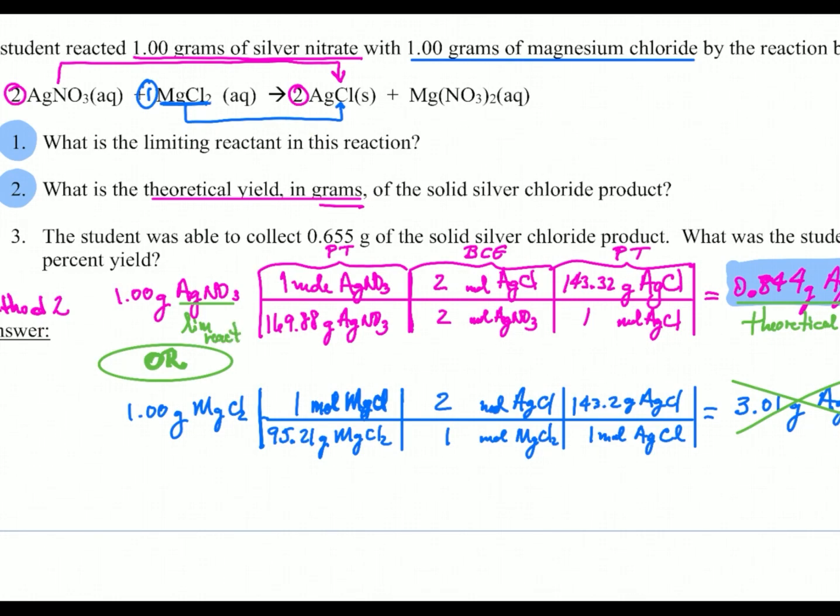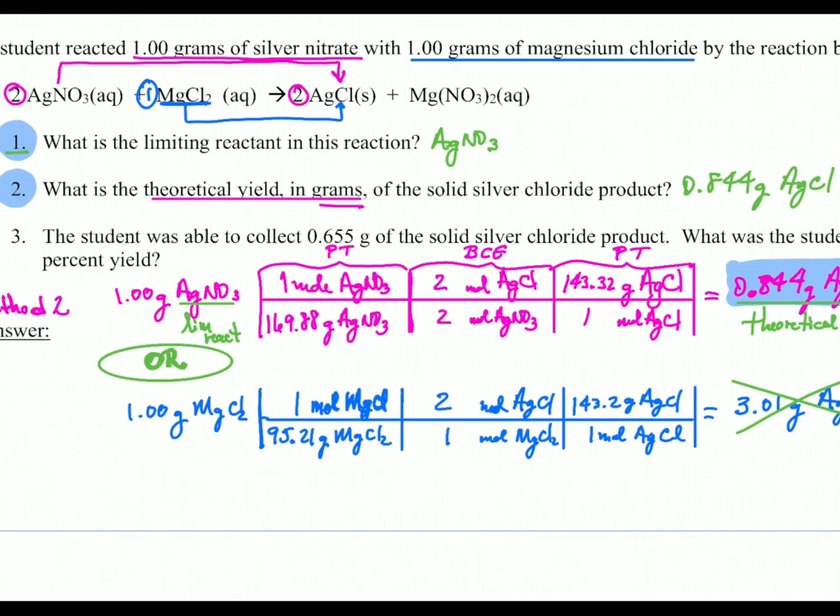So now go back up to your problem, and number 1 says what's the limiting reactant, so you can say AgNO3, and it says what is the theoretical yield in grams, and you can say 0.844 grams of silver chloride. So you've answered both of those.